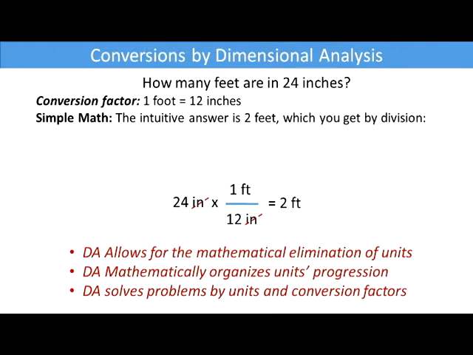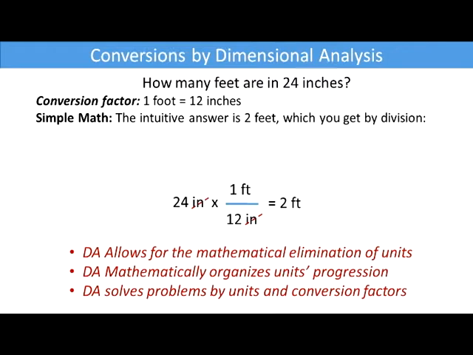So, dimensional analysis allows for mathematical elimination of units. Another way of expressing what a dimensional analysis is: a process that mathematically organizes units for progression. A dimensional analysis solves problems by units and conversion factors. And that is the fundamental basis for using dimensional analysis, especially in chemistry. Dimensional analysis allows us to have an expression, a mathematical process to systematically evaluate our data based upon units.